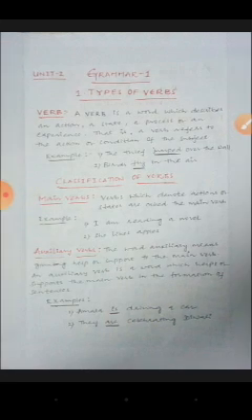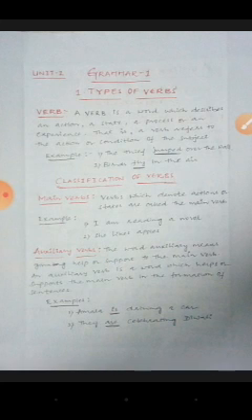Verb. What is a verb? A verb is a word which describes an action, a state, a process, or an experience. That is, a verb refers to the action or condition of the subject. I'll explain with an example. The thief jumped over the wall. Here jumped is a verb. And another example, birds fly in the air. Here fly is a verb.